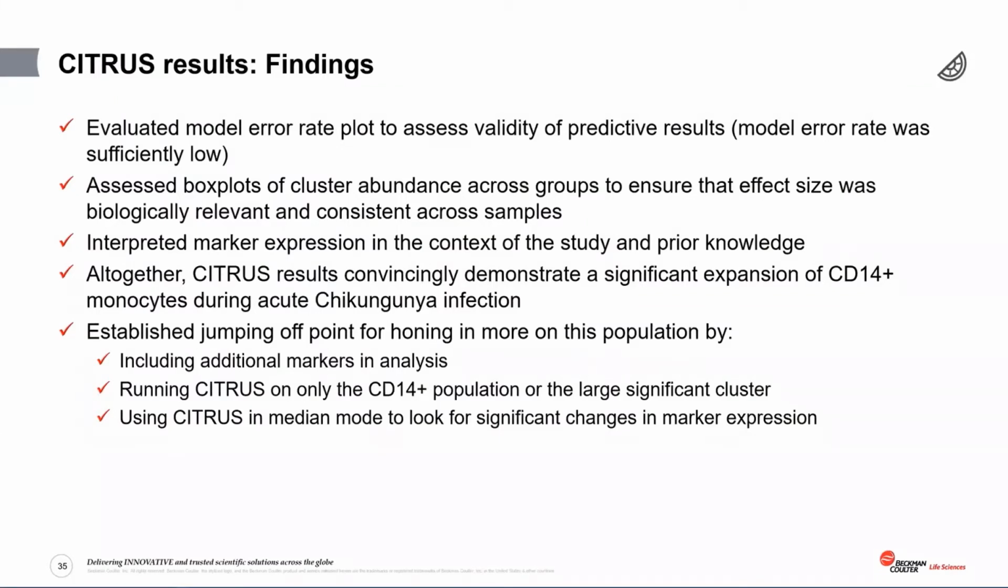And here, we used just very broad populations looking at the most important major immune phenotyping markers. This is a great starting point, a jumping off point for maybe honing in more on this population. We could do that by doing things like including additional markers in our analysis, in our clustering, maybe running citrus on only this large CD14 positive population that we identified, or maybe using citrus in median mode to look for significant changes in marker expression.